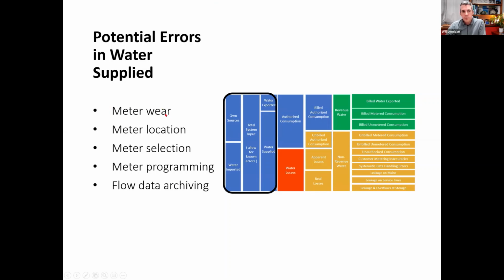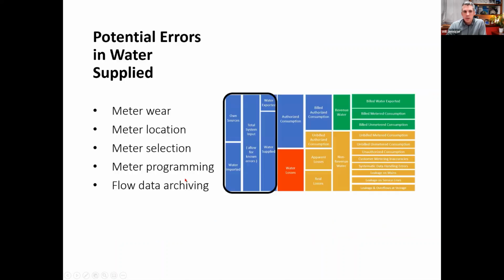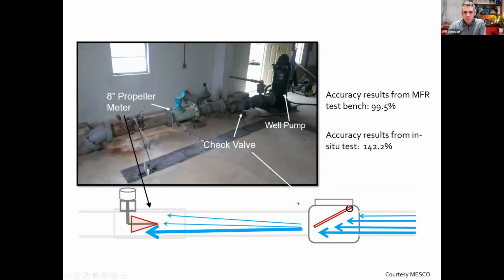The ones we're probably used to thinking about are meters that wear out. We've got our supply meter, a turbine meter that's been in there for 30 years. It's natural to expect that it may slow down. But these others are a little less intuitive. Meter location can contribute to interesting stories like this one, where the meter was located too close to a check valve that was coming off the pumped source.